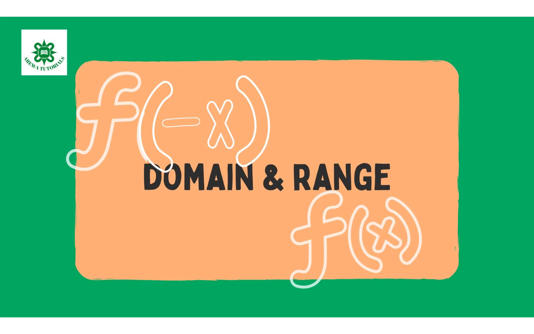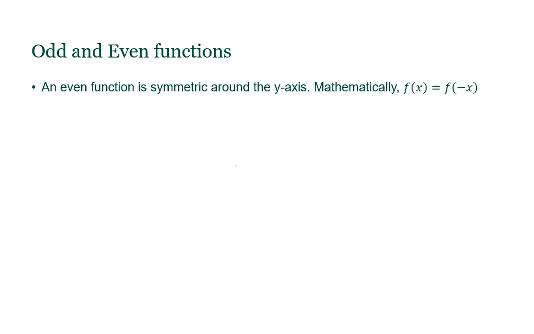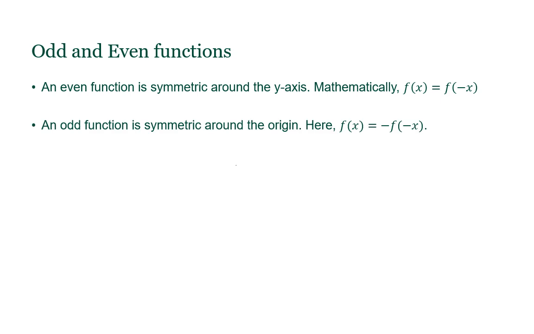Our video for today is on odd and even functions. An even function is symmetric around the y-axis. Mathematically, f of x equals f of minus x. An odd function is symmetric around the origin. So for an odd function, f of x is equal to minus f of minus x.